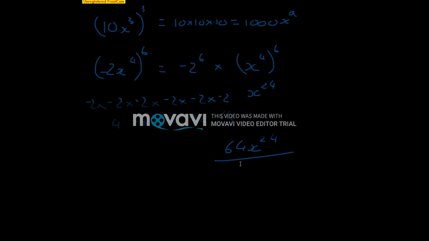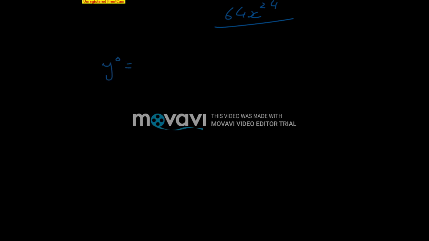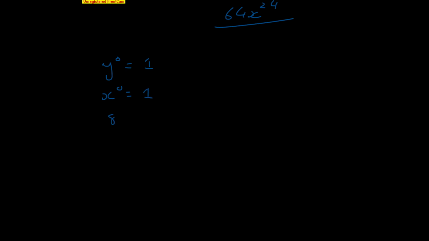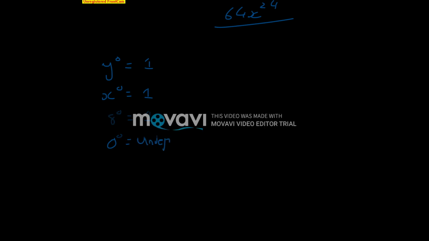Okay, the last couple of examples. I'd just like to remind us of the power of zero rule, which I just touched on at the beginning. So, y to the power of 0 is equal to 1. X to the power of 0 is equal to 1. 8 to the power of 0 is 1. Anything to the power of 0 is equal to 1, except 0 to the power of 0, which is actually undefined, but you shouldn't get that.